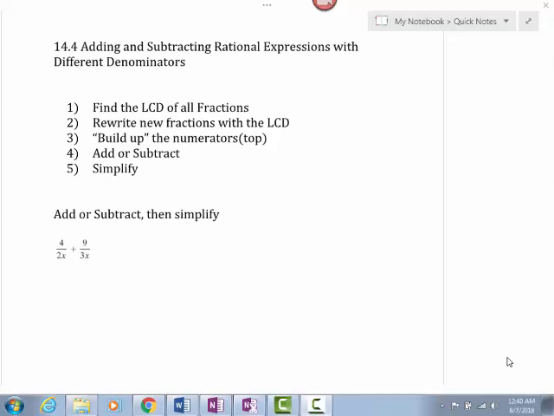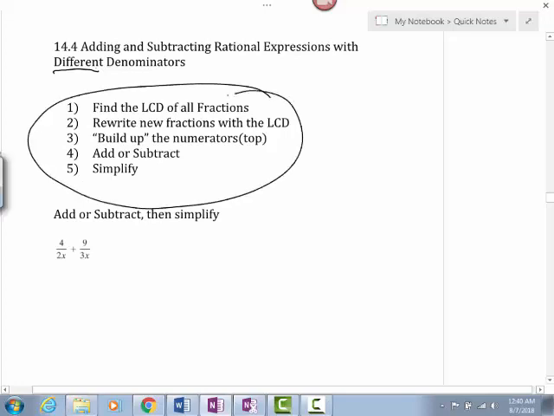Section 14.4 talks about adding and subtracting rational expressions with different denominators. These problems are going to be a little bit more complex than the ones we just did because our denominators are going to be different. So there's basically a 5-step process on how to solve these problems.